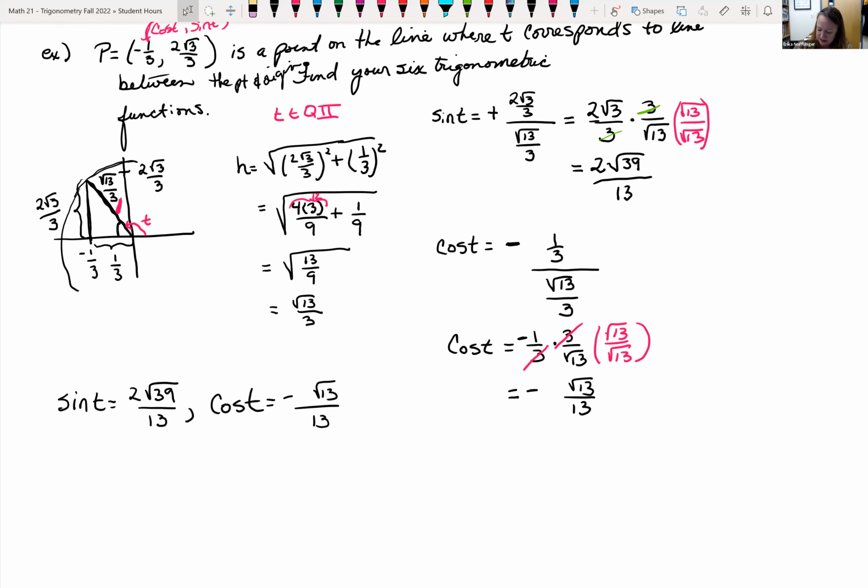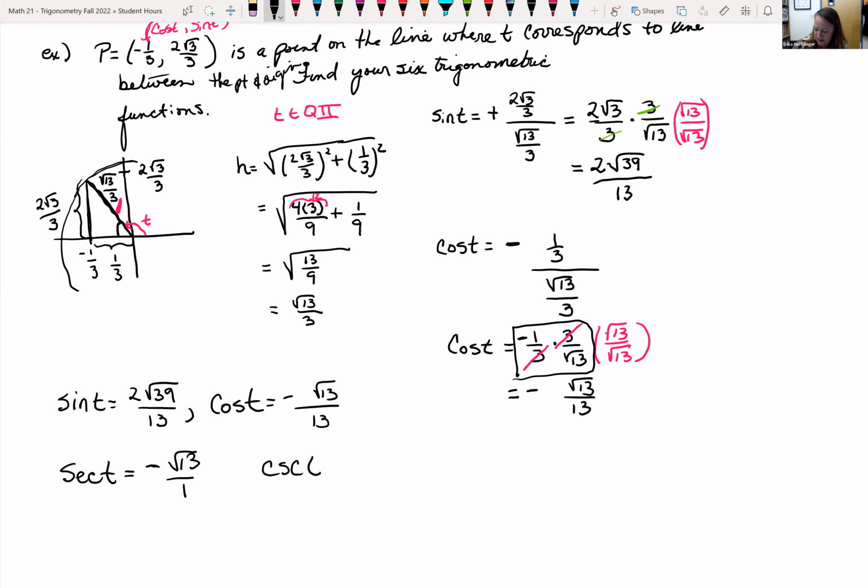I know that secant T is 1 over cosine. So 1 over cosine, if I had looked at this before I rationalized the denominator, taking the reciprocal, would have given me negative root 13 over 1.